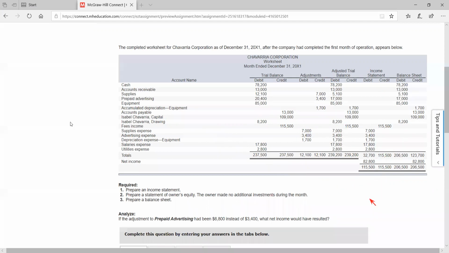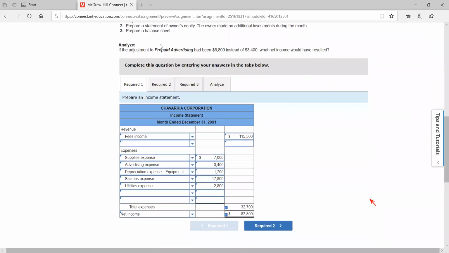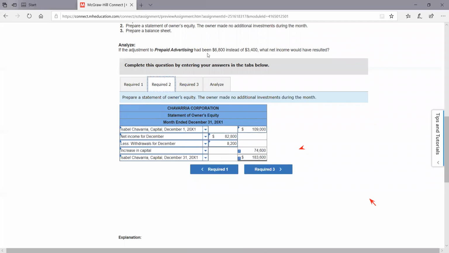So let me show you the income first. Here's your income statement. And again, you're just pulling these numbers from up above. There's your 82,800. Here's your equity. Like I said before, you have to update that 109. So you've got net income, subtract out drawing. And so your updated capital is 183.6. This is the balance that goes on the balance sheet.